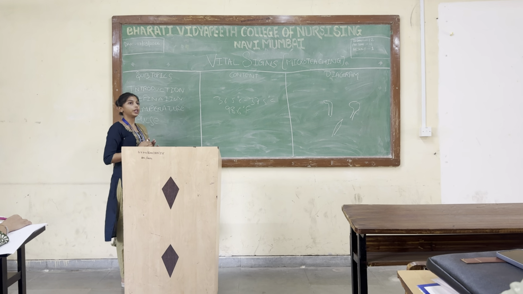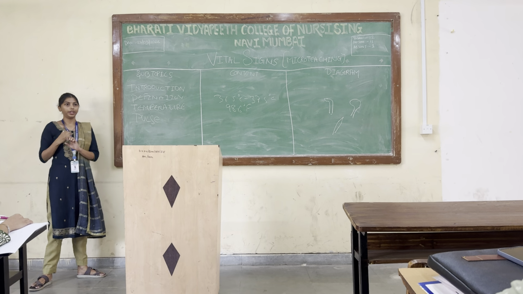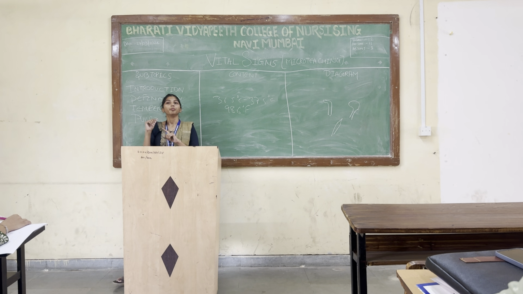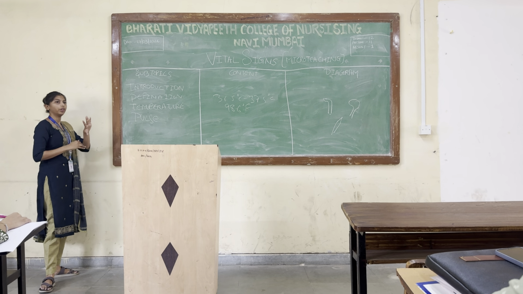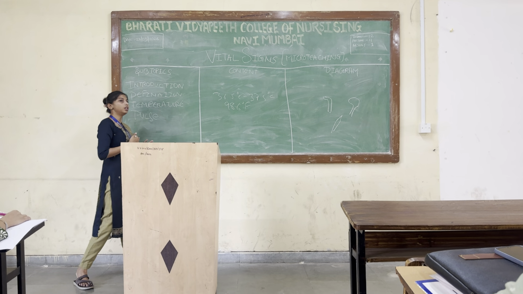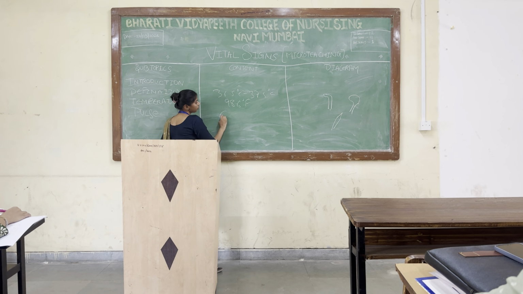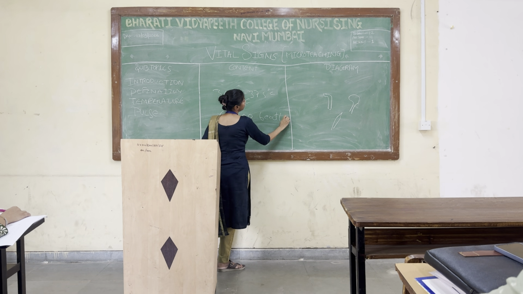So pulse is measured from the common sites of the pulse, that is the popliteal, femoral, radial, apical, carotid, brachial, posterior tibial. So there are 9 sites from which we can measure the pulse. Okay. So normal pulse is 60 to 100 beats per minute.